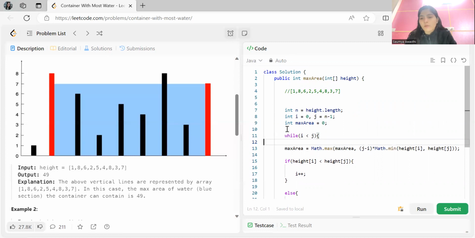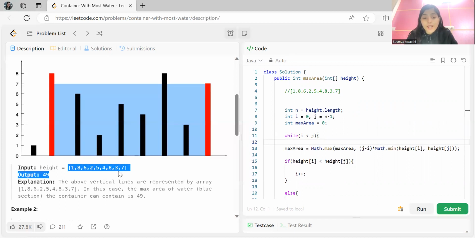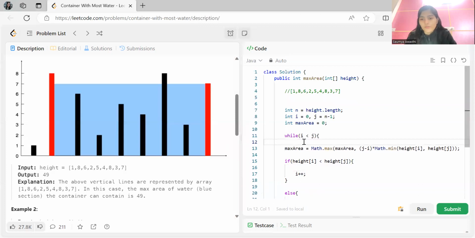So what I expect from you is that you take this example and do a dry run with this approach. Try to understand how this is working, or if this is actually working or not, right? Take a copy and pen, do a dry run, and then move to the implementation part once you have got the logic, right?